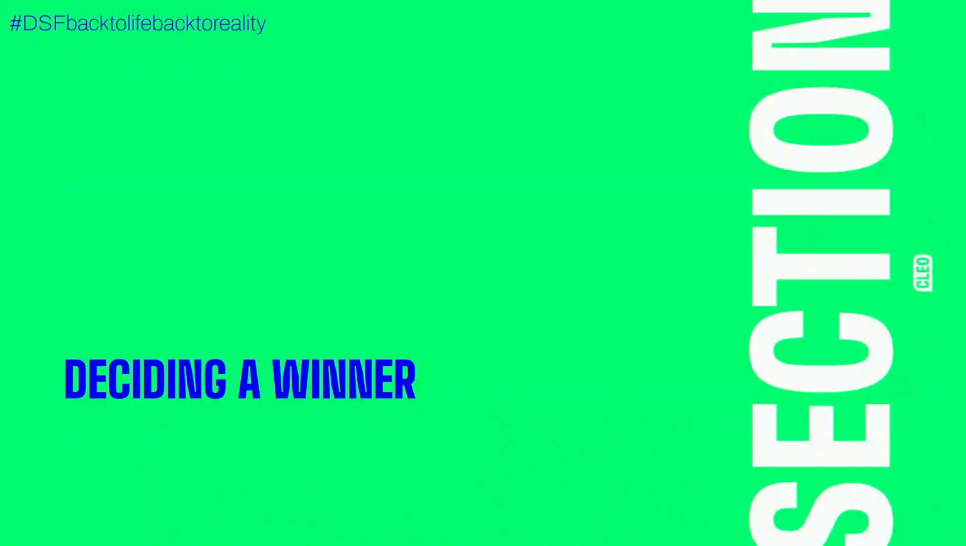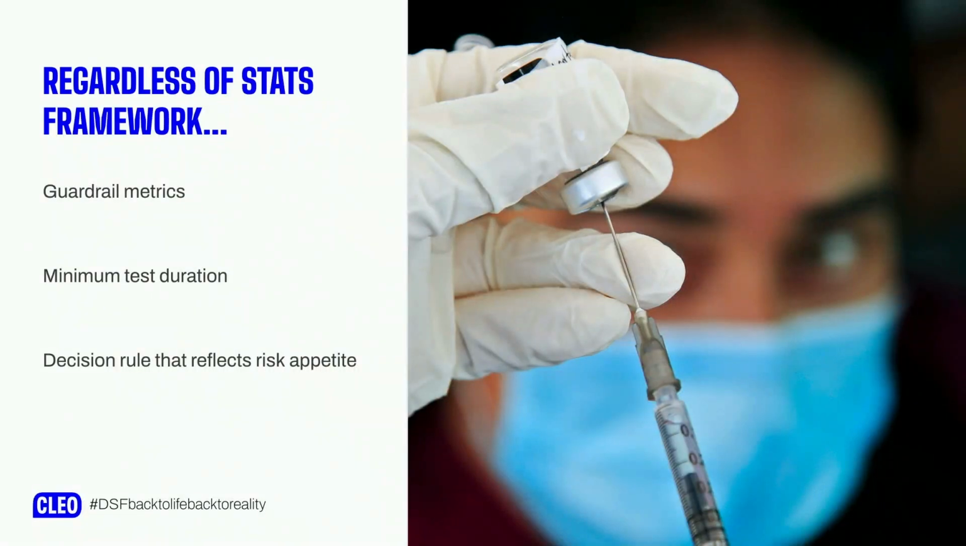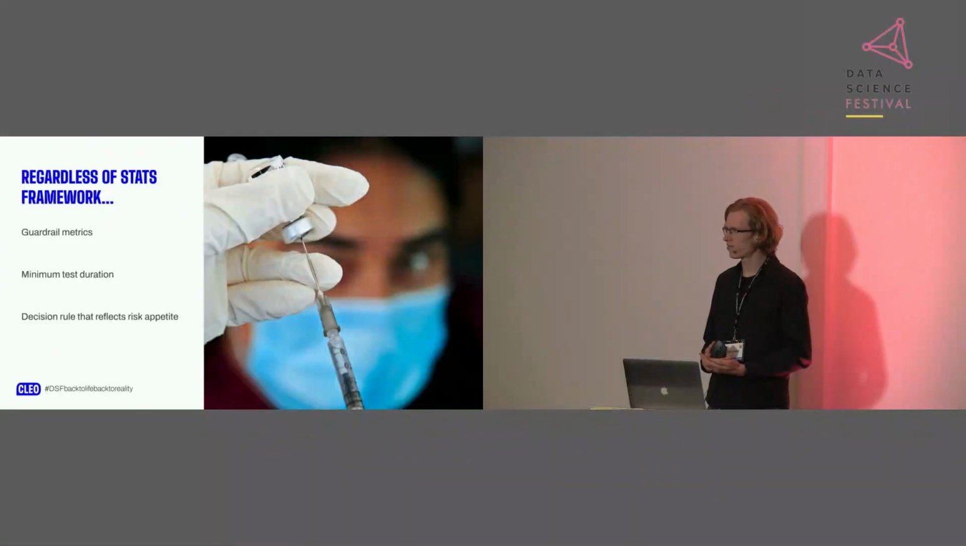So how do we decide a winner? How do we decide when to stop the test and call it? Well, I think there are different considerations that you need regardless of the statistical framework. One of them is to have guardrail metrics. By guardrail metrics, I mean secondary metrics that you're monitoring as part of the test, and if these make a sudden change for the worse, then you can stop the test and investigate what's going on, and this helps to limit the risk.